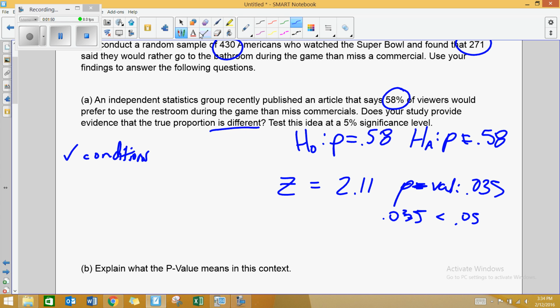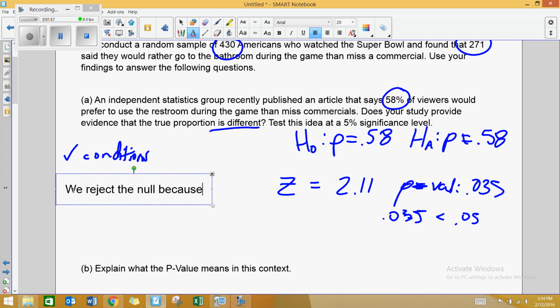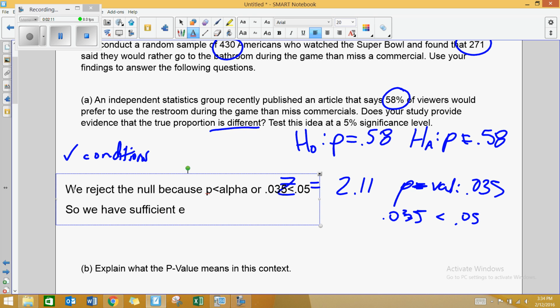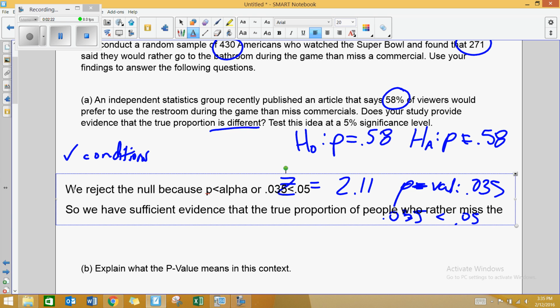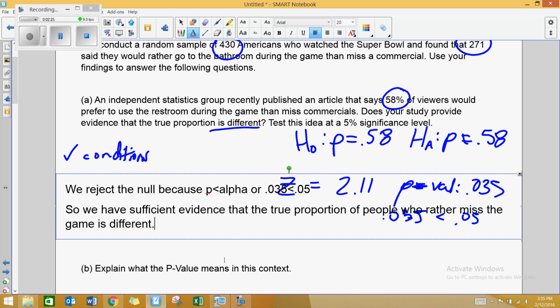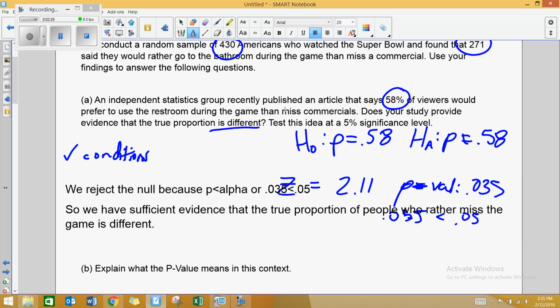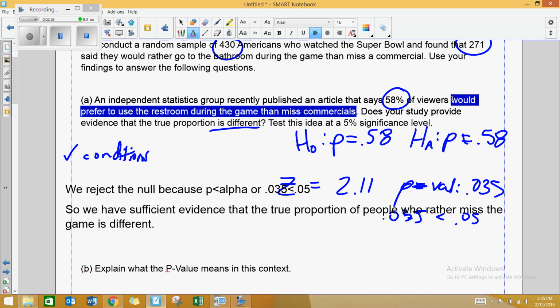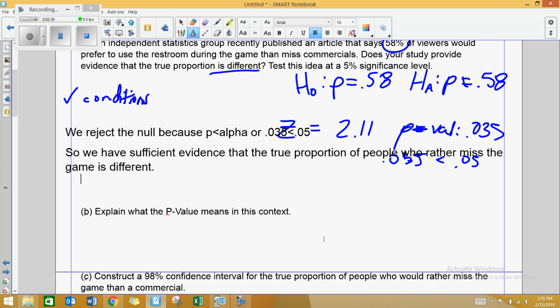So let's write our conclusion. Our conclusion will state that we reject the null because p is less than alpha, or 0.035 is less than 0.05. So we have sufficient evidence that the true proportion of people who would rather miss the game is different. I'm going to go ahead and copy our context so I don't keep typing it. Okay. Explain what the p-value means in context.